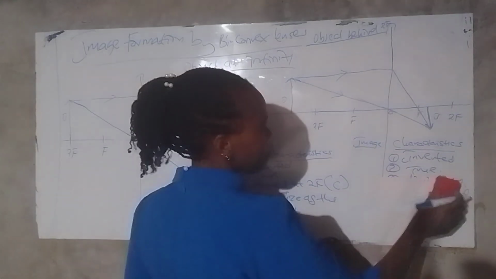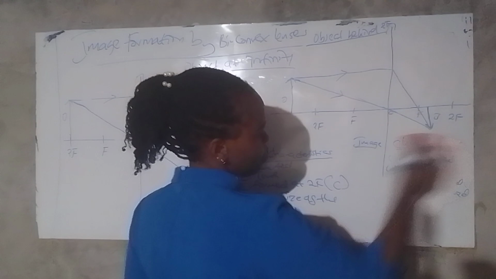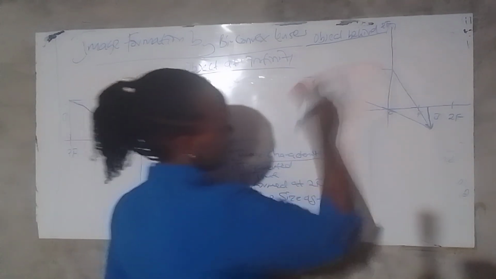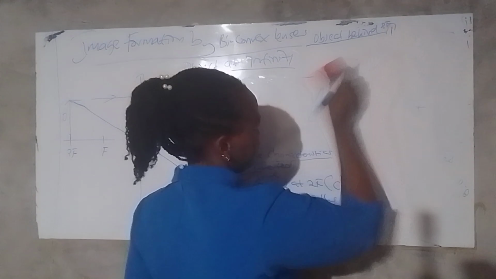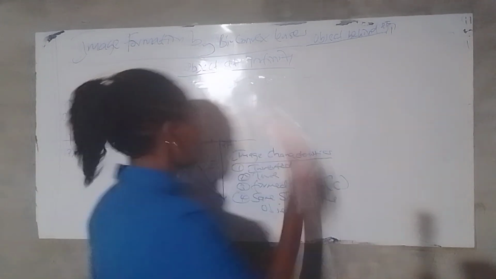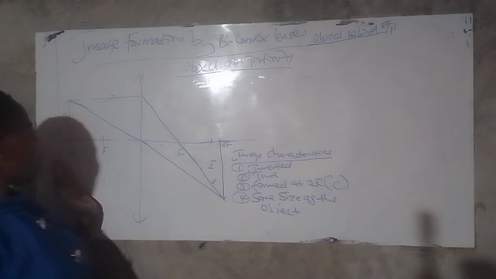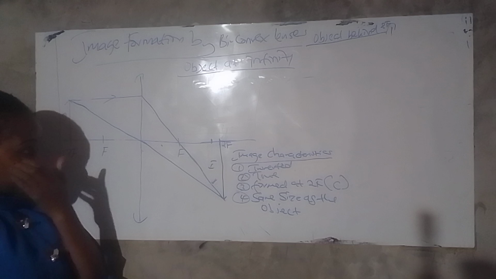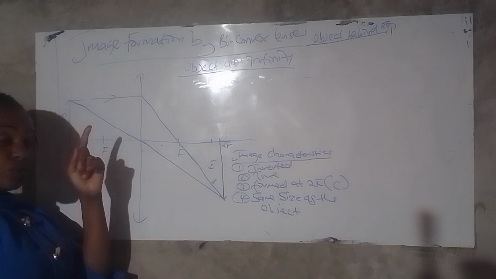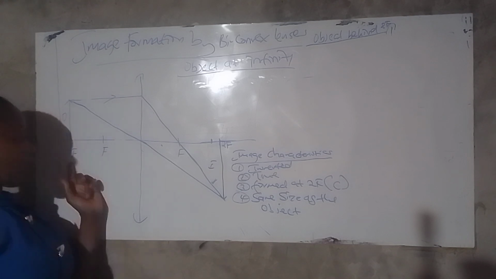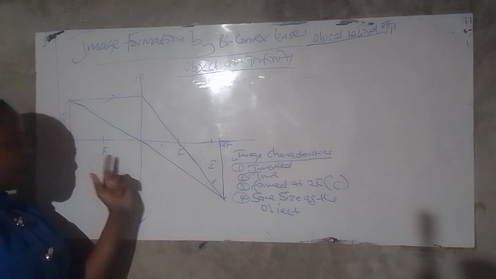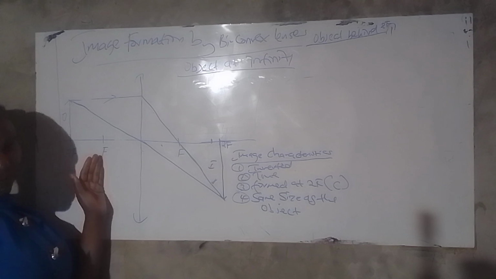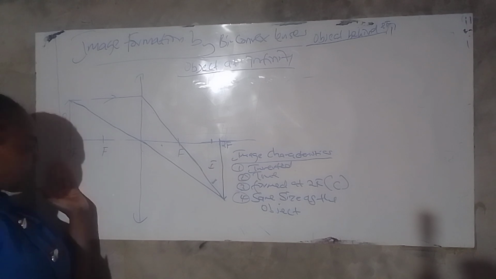Now let's move our object much closer. What would happen now if we move the object from 2F closer? Remember we are moving towards the lens from infinity to behind 2F to where 2F is. Now we are moving much closer to the lens. Let's put our object between 2F and F. Okay? Between C and F.